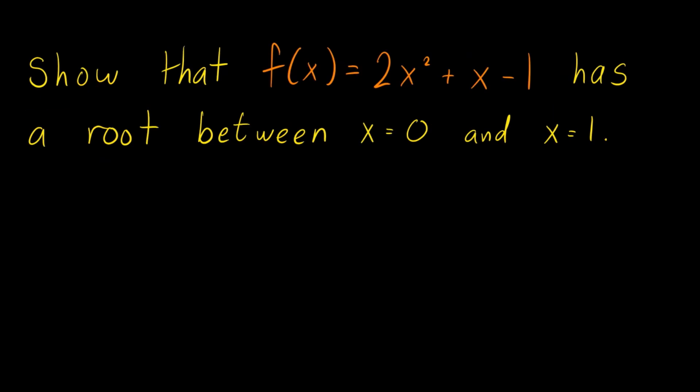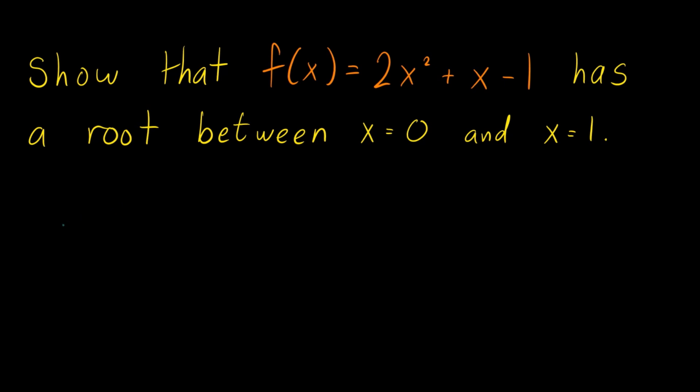Now we've got this problem asking us to show that f of x equals 2x squared plus x minus 1 has a root between x equals 0 and x equals 1. Well, let's think about what it means for f of x to have a root in the first place. That just means f of x equals 0. Knowing that f of x is continuous since it's a polynomial, if we can show that f of x passes through y equals 0 between x equals 0 and x equals 1 using the intermediate value theorem, then we're finished.